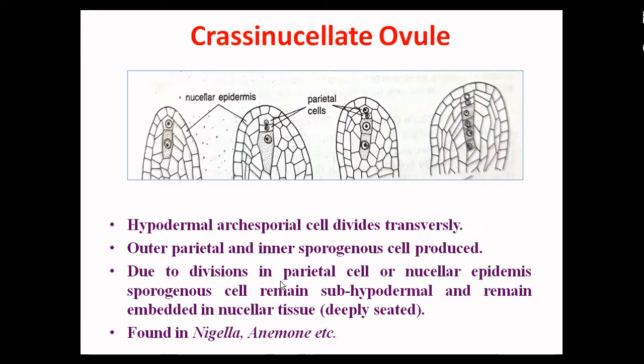In the crassinucellate type of ovule, the hypodermal archisporial cell divides transversely, and it forms the parietal cell and inner sporogenous cell.